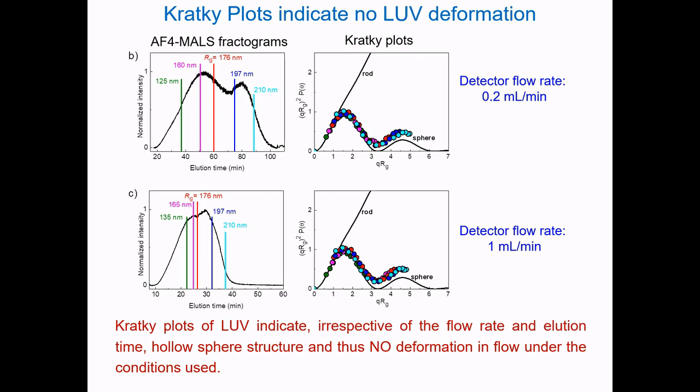Kratky plots of vesicles exhibit, irrespective of the elution time where the light scattering data were extracted, and irrespective of the flow rate, a bell-shaped profile typical for hollow sphere structure. Finally, these results reveal that our vesicles did not undergo deformation under the flow conditions used in this study.